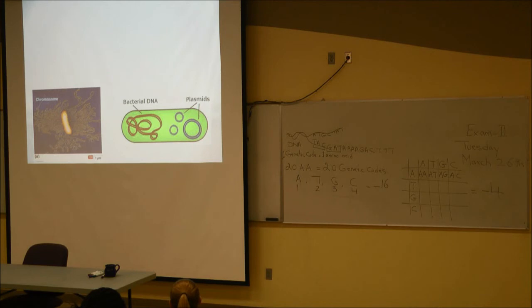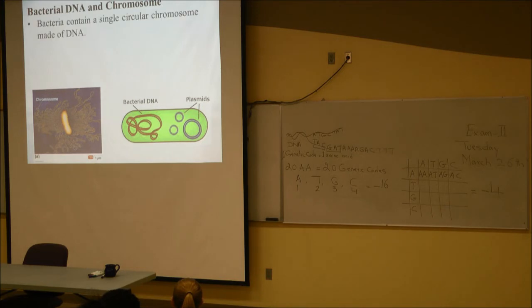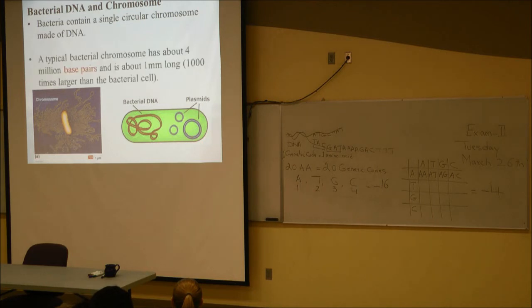Bacterial chromosome and bacterial DNA. Bacteria have one single chromosome, which contains about 4 million base pairs. Base pair: A pairs up with T, T with A, and G with C. Okay, that's called base pairing. And it's about 1,000 times bigger than the bacterial cell.